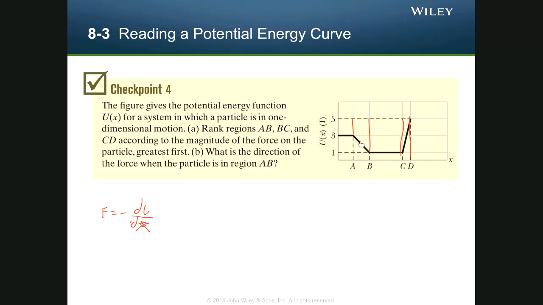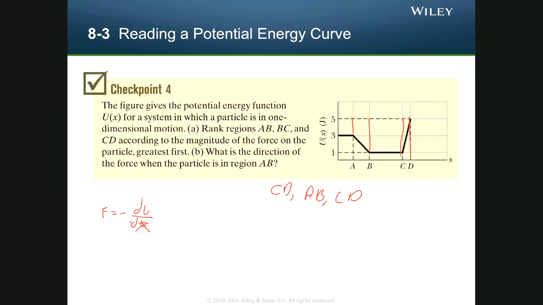It's pretty obvious that BC would be last, right? Because that's 0. And you can see via inspection that the slope of CD is greater than the slope of AB. So I would agree with all of you that we have CD is first, then AB, then BC. Good. And again, you can do that by inspection.